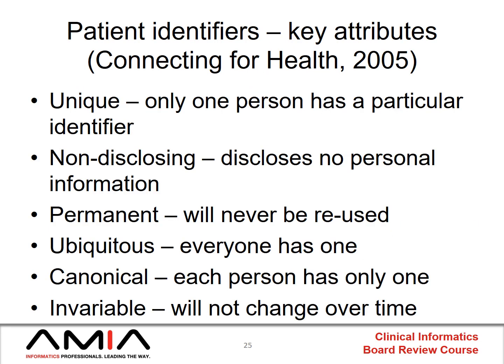If we are going to have patient identifiers, there are certain attributes of them which were laid out in a report by Connecting for Health. Patient identifiers should be unique, so there's only one person for a given identifier. A patient identifier should be non-disclosing, so the identifier itself, the code, should disclose no personal information. It should be permanent, so that it's never reused. It should be ubiquitous, so everyone who participates in healthcare has one. It should be canonical for an individual, so each person has only one, and it should be invariable or not change over time.